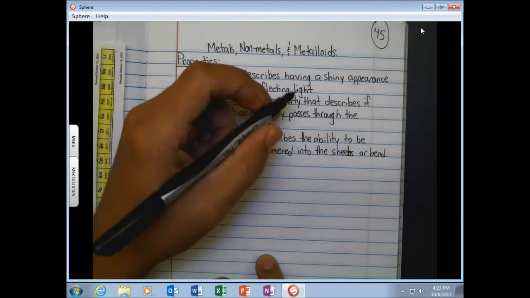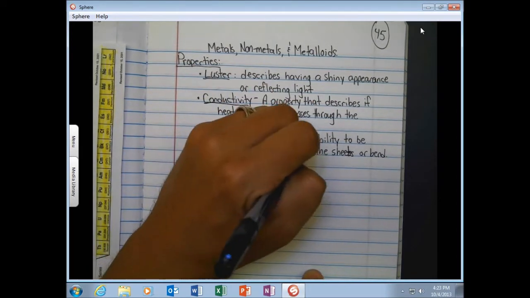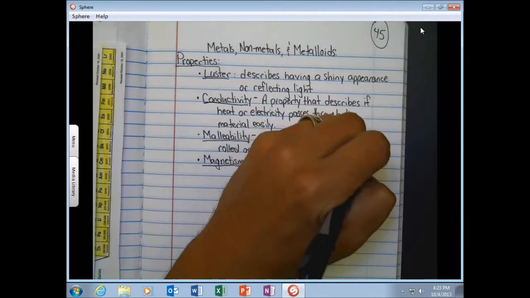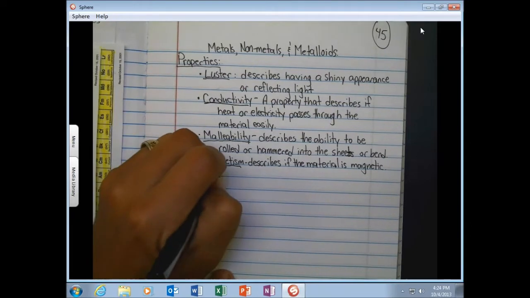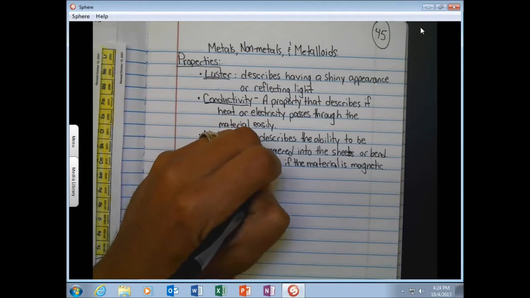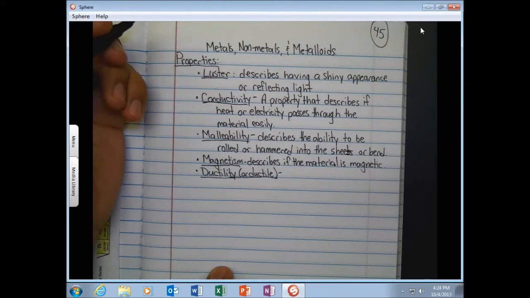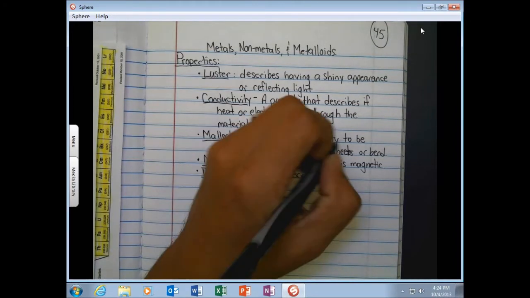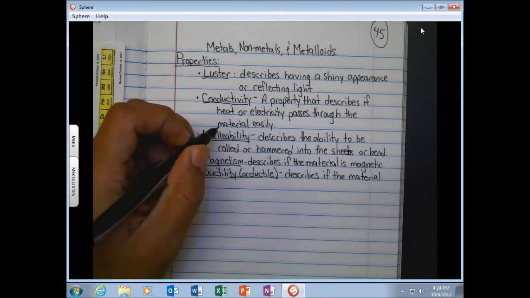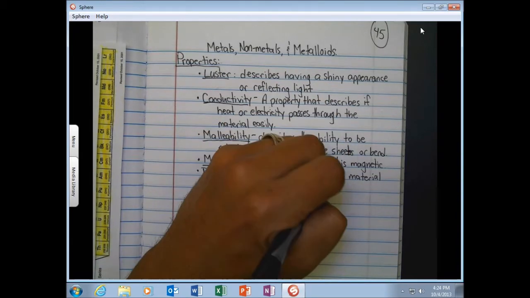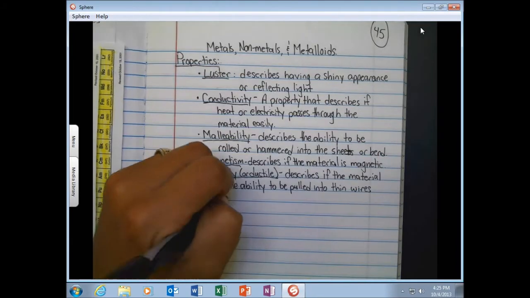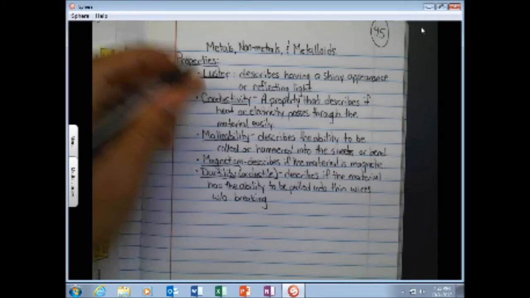I'm going to go through two more properties. The first one is magnetism, which describes if the material is magnetic, as you know. And the second one I'm going to talk about is ductility. Ductility, or it being ductile, describes if the material has the ability to be pulled into thin wires without breaking. Again, you can pause the video to finish up your definitions.